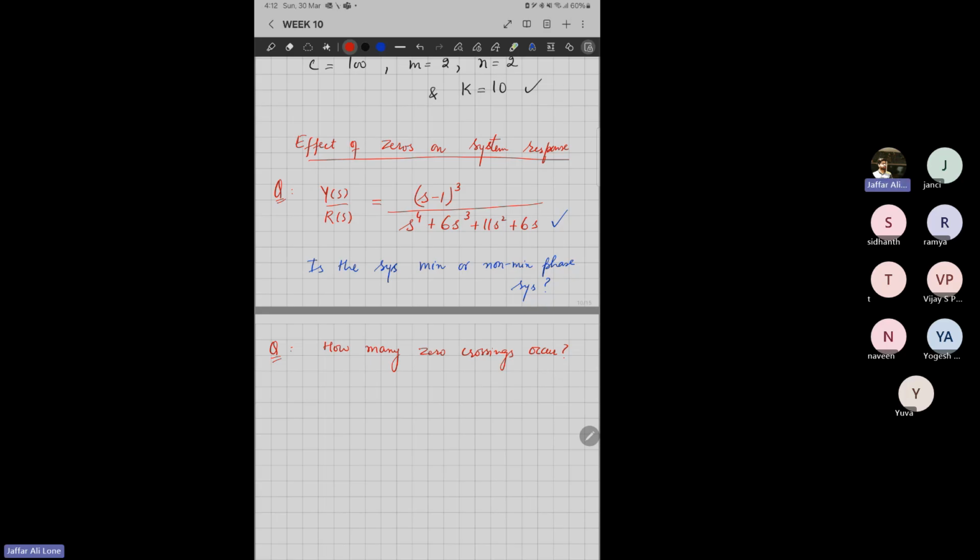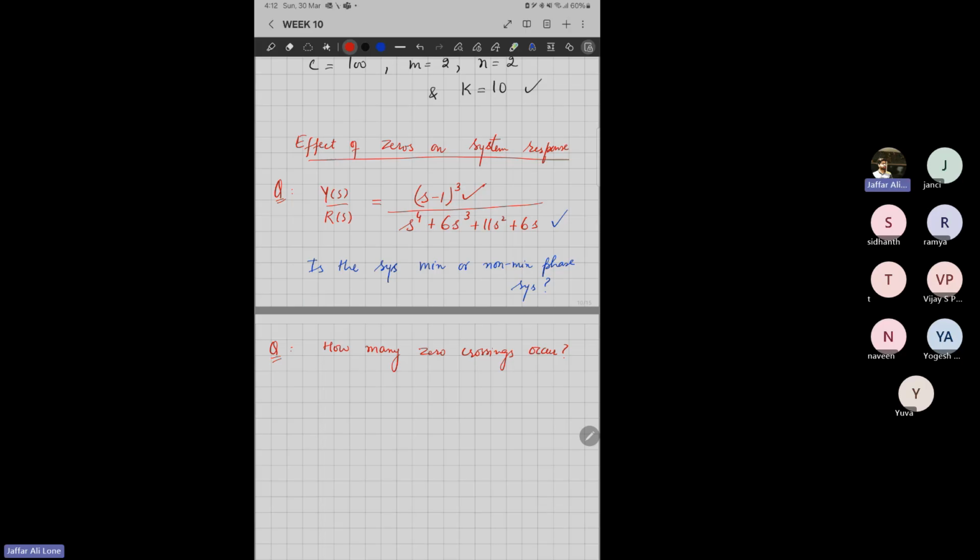Okay, Ramya has said 3. Actually, yes. Why? Because the system has 3 zeros in the right half plane. So it means there are 3 zero crossings. So 3 zero crossings can occur.